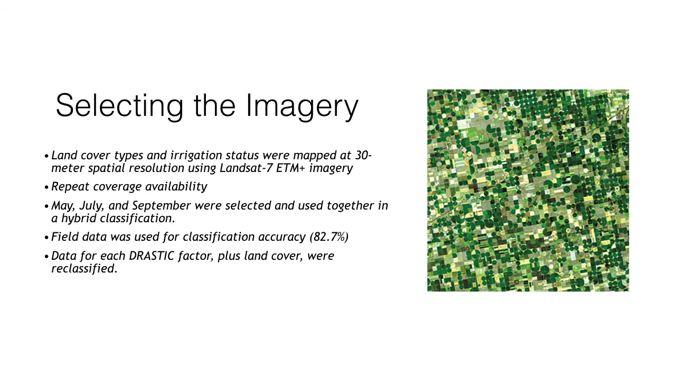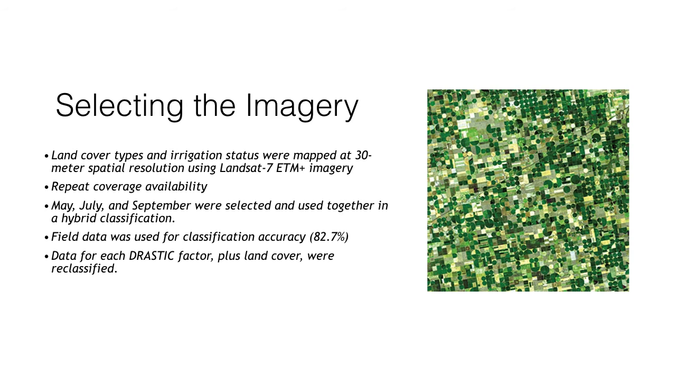For York County, Nebraska, irrigation status and land cover were mapped at 30 meters spatial resolution using Landsat 7 Enhanced Thematic Mapper Plus. The resolution of the image and the image's temporal availability makes this data an appropriate choice. 3 dates of imagery were selected during the growing season of May to September and used in a hybrid classification using both supervised and unsupervised methods. Field data from the United States Farm Service Agency were used to assess accuracy in classification. The overall accuracy in mapping was determined to be 82.7%.